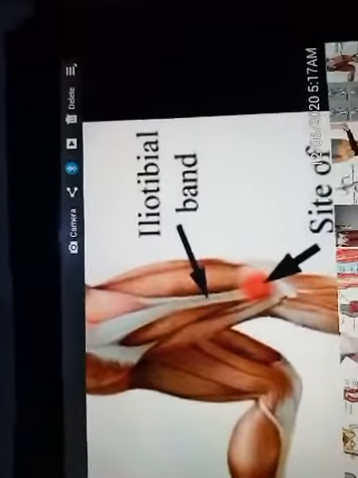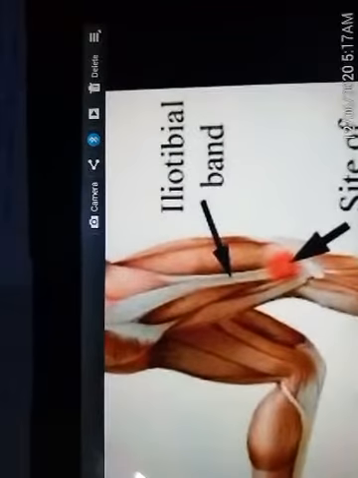Okay, so we continue our discussion. I'm sure you've seen so many pictures showing the iliotibial band, and I'm sure we have a very good memory of it. So this is the anatomy of the condition. Therefore, we now go on to the epidemiology.